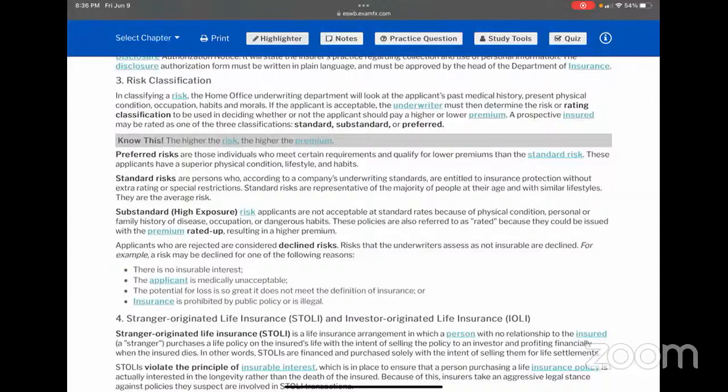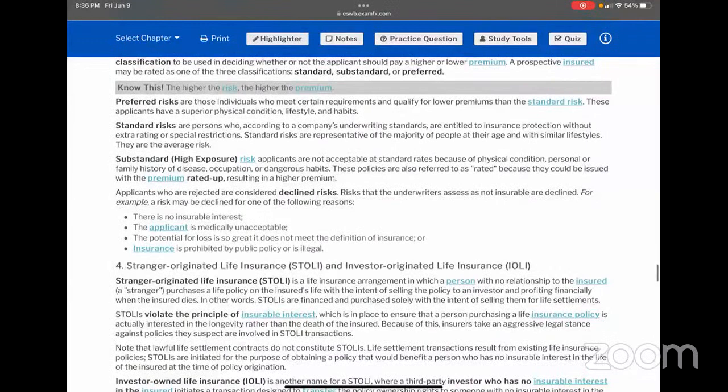Yep. So preferred risk, they meet certain qualifications and they get lower premiums than the standard risk. All right. These applicants have superior physical condition, lifestyle, and habits. Then standard risks are persons who, according to the company's underwriting standards, are entitled to insurance protection without extra rating or special restrictions. So they're normal. All right, they're pretty normal. They have average risk.